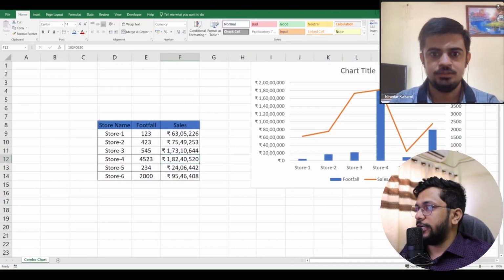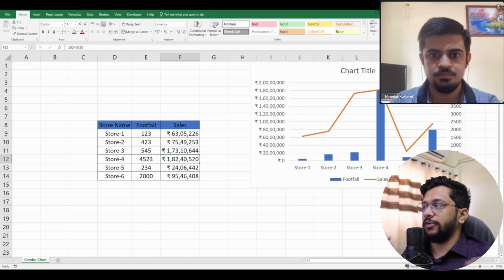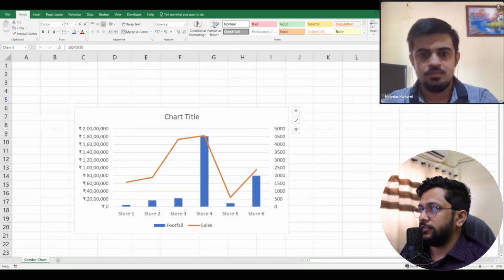Okay, anything else that you have doubt about in the combo chart piece? No.